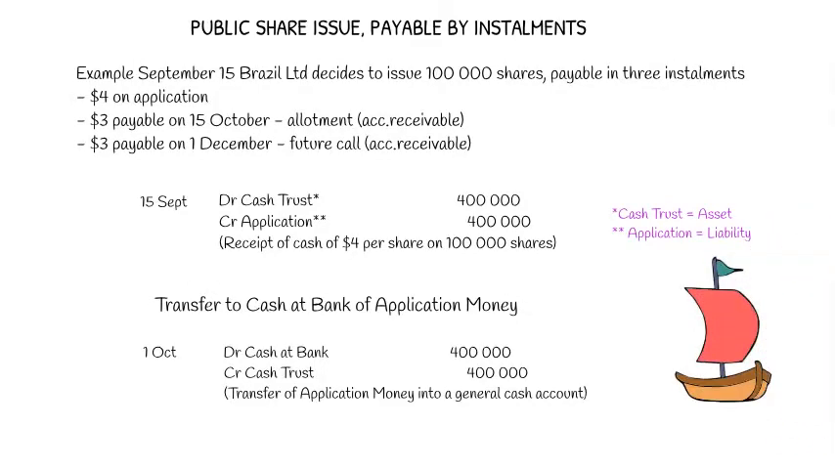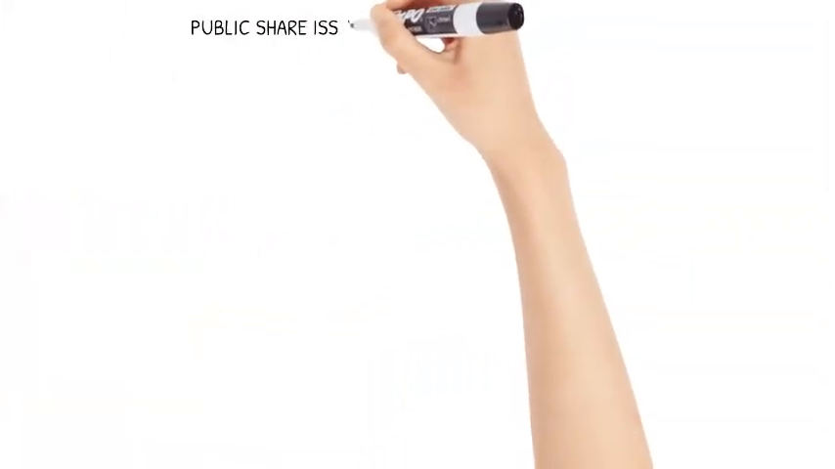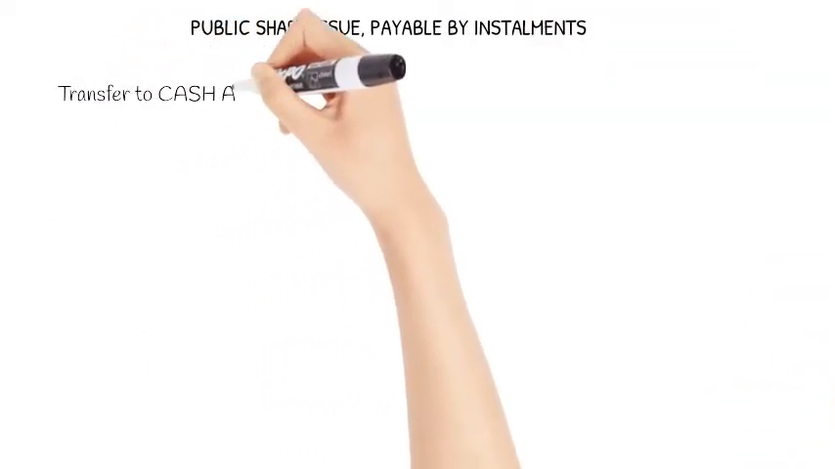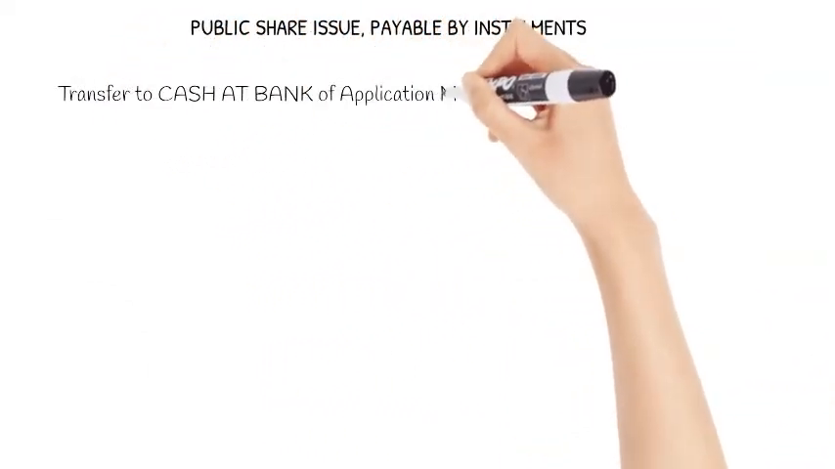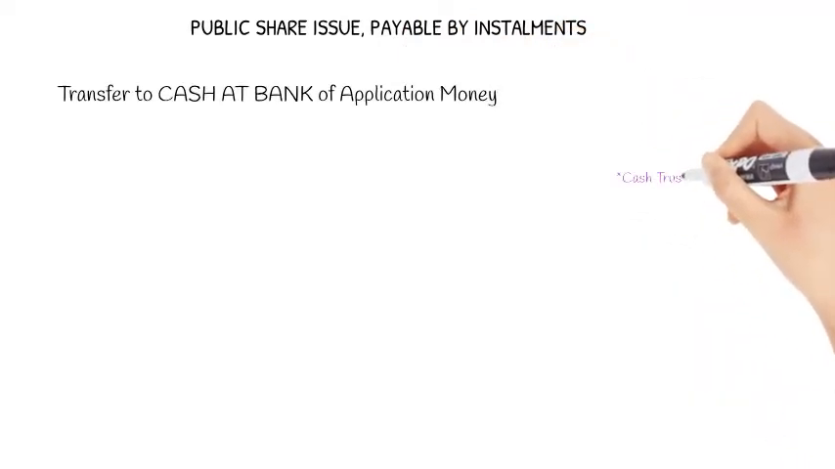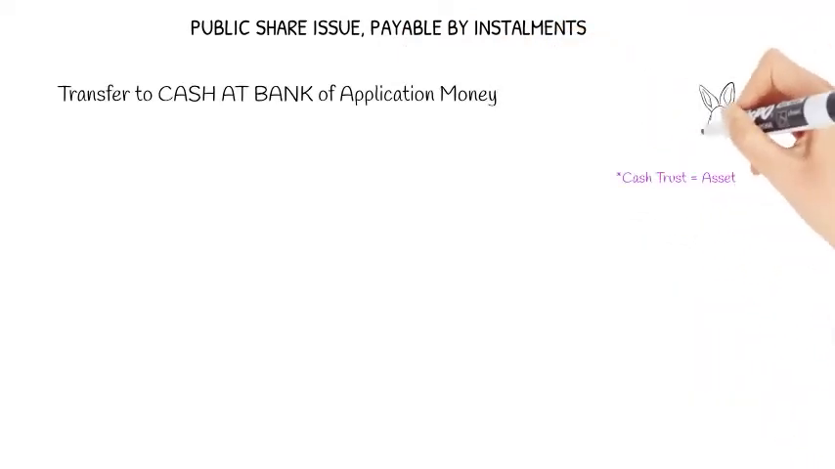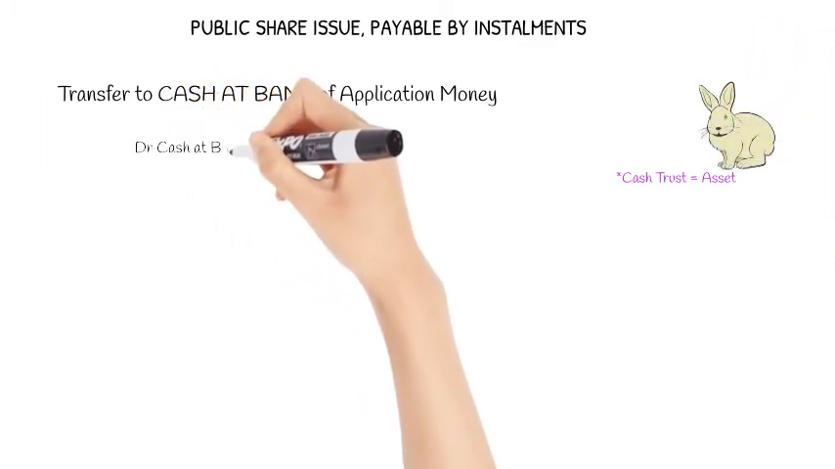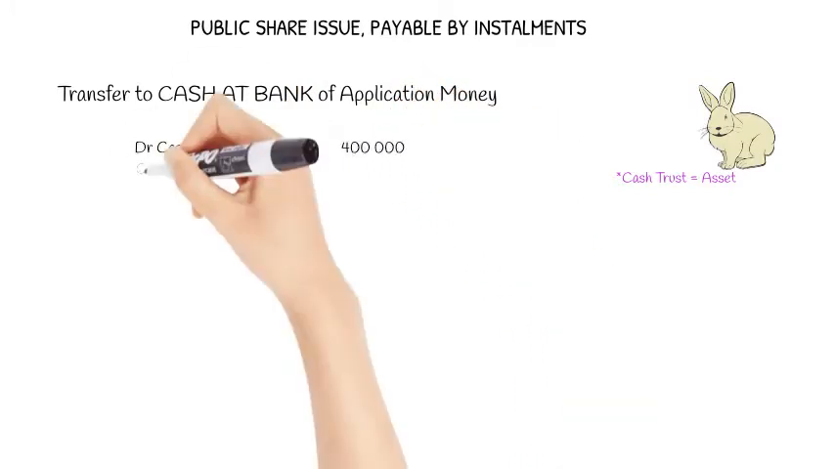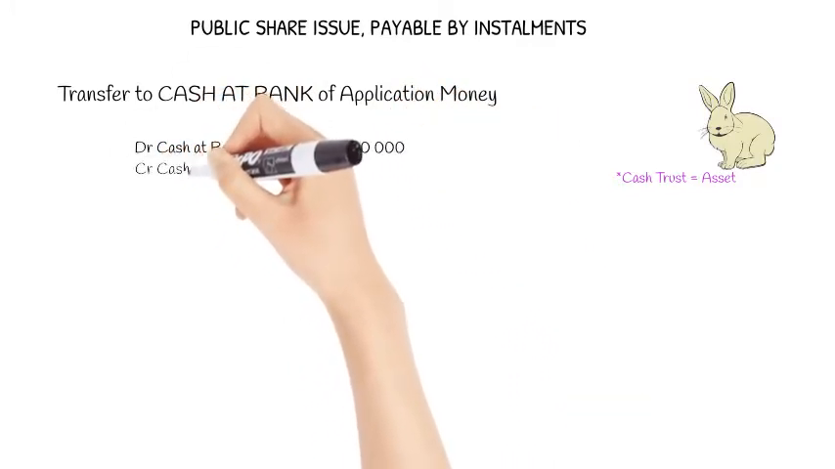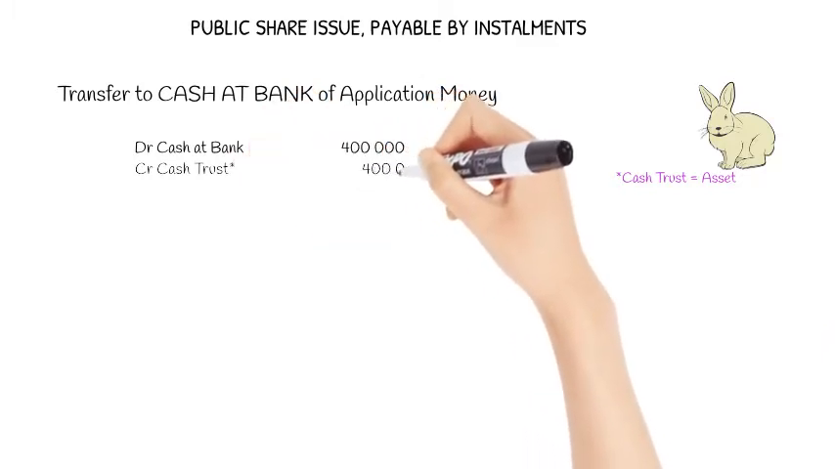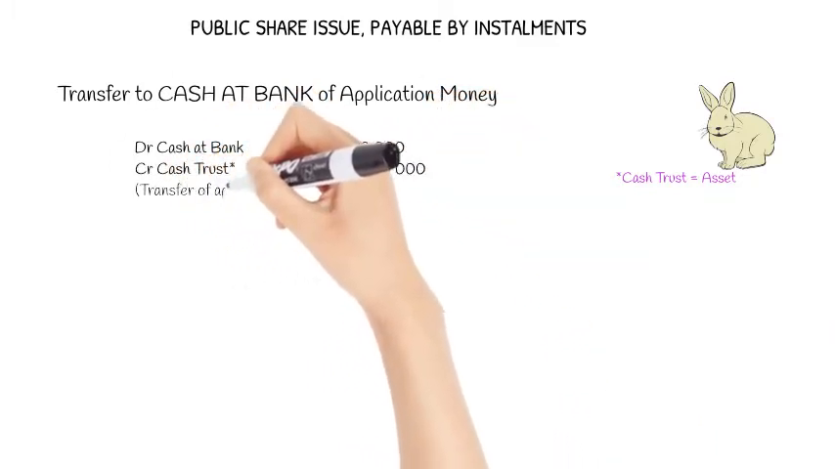We have just looked at the entries that we created to show transfer to cash at bank of application money, where we debited cash at bank, 400,000, and credited cash trust. We did that so that the money in the cash trust account could now be transferred into the cash at bank, so the company can now use the money. Remember that cash trust is an asset account.